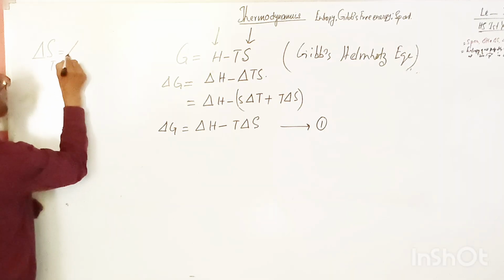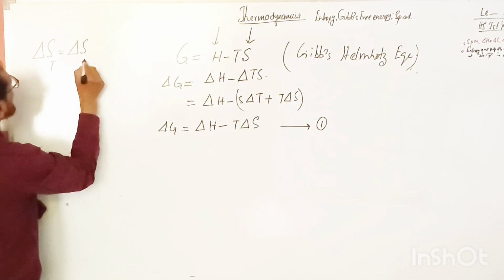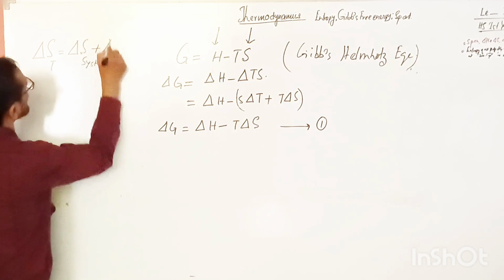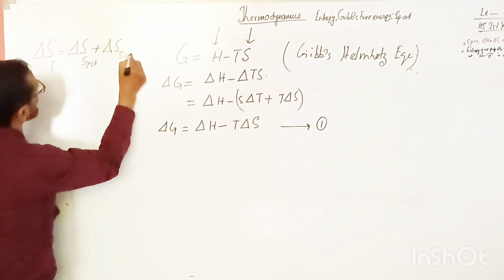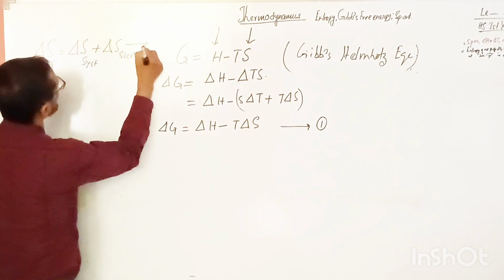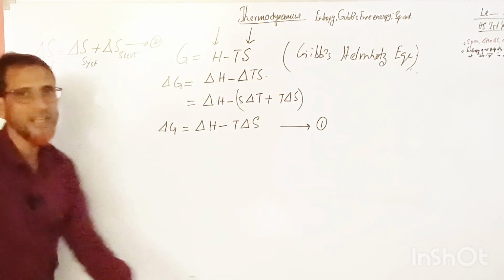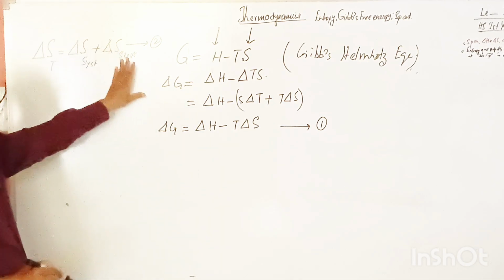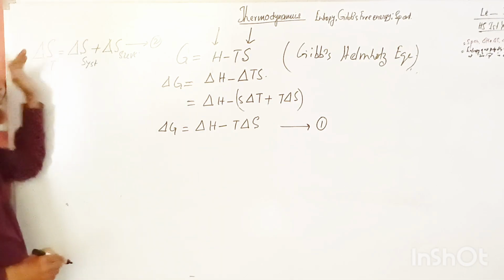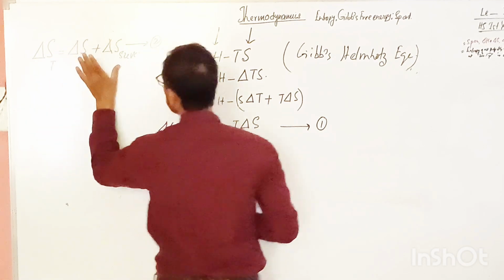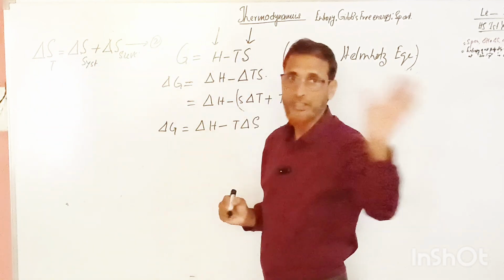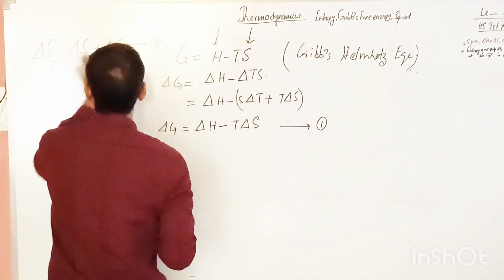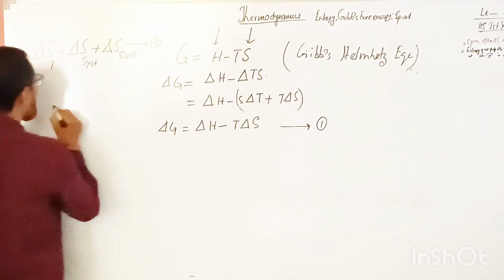Del S total is equal to del S system plus del S surrounding. It is known to us from earlier classes. I have told you that del S total is equal to del S system plus del S surrounding, the change of entropy of the system plus the change of entropy of the surrounding is equal to the change of entropy of the total, meaning the universe.